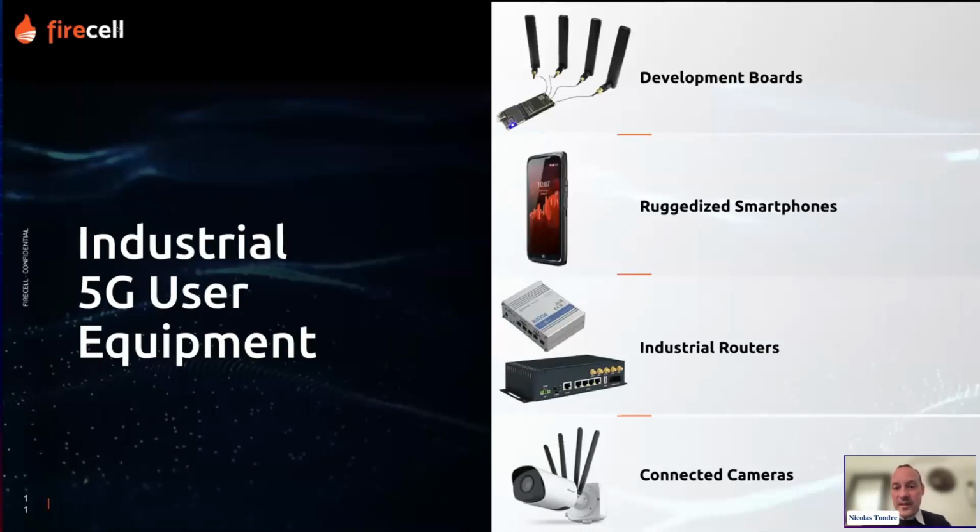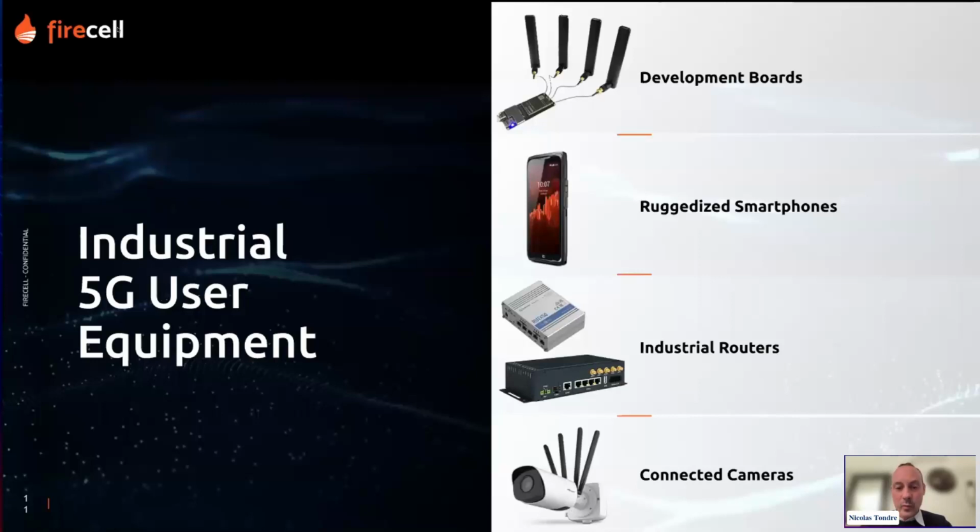Then we have ruggedized smartphones. The model we have here is called Core Z5. It's the first 5G ruggedized smartphone developed by a French company called Crosscall, and it works beautifully. It's ruggedized. That means that if you drop it, or if it falls into water, or if it falls in dust, it's made for resisting all this. So particularly useful for the industry.